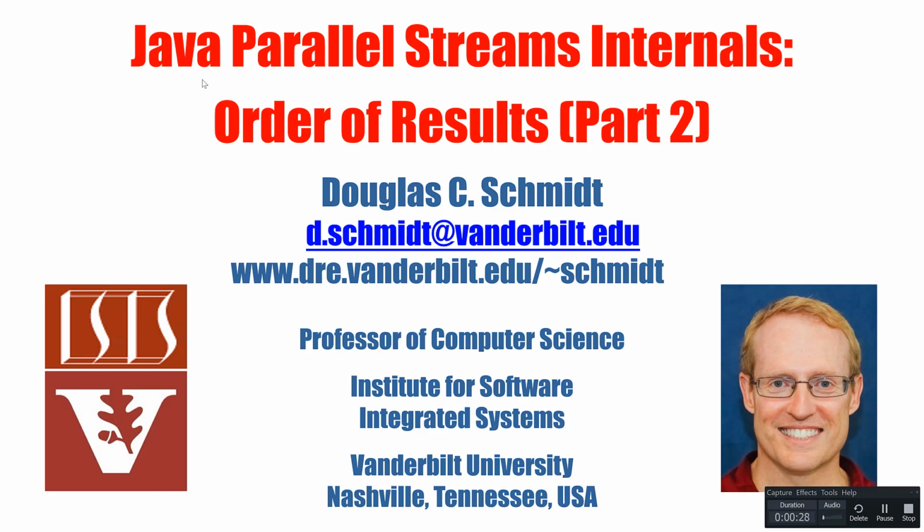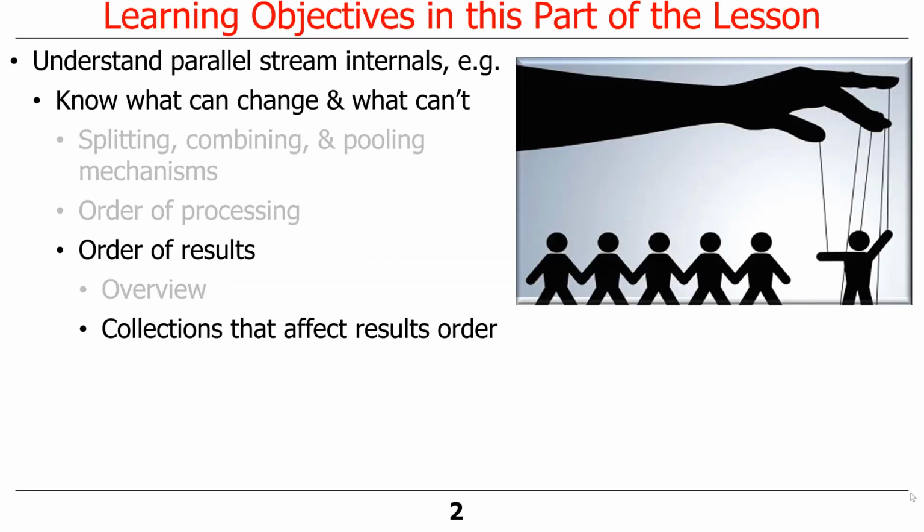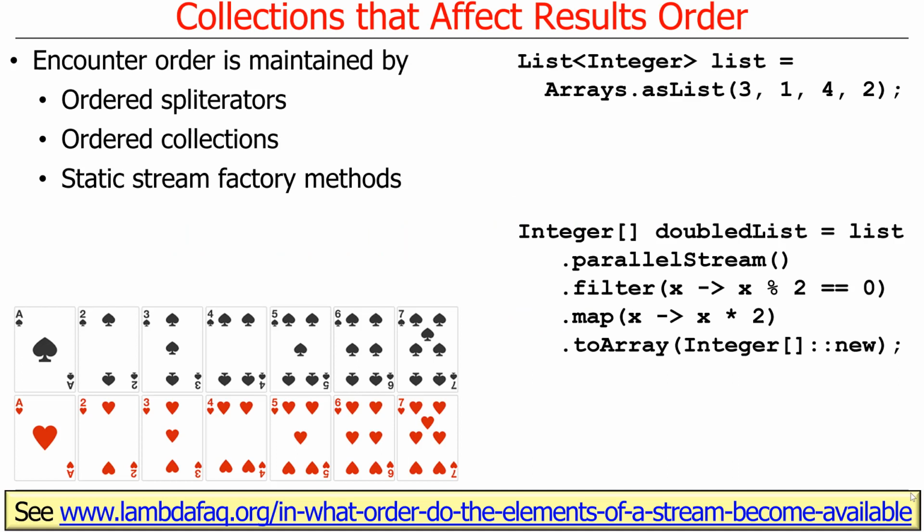So section 2 of this discussion will focus on some examples of the order of the results. In particular, we're going to talk first about collections and how the type of collection that's used as the source of a stream can affect the results order. Now, there's a couple different types of collections: ordered splitterators, ordered collections, and then certain static stream factory methods like of, for example. We'll talk through this, and we'll first start by talking about the ordered collections.